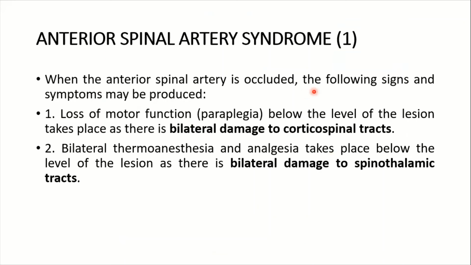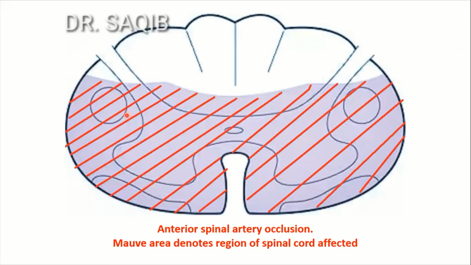When the anterior spinal artery is occluded, the following signs and symptoms may be produced. This whole spectrum is called anterior spinal artery syndrome, right? Occlusion of the anterior spinal artery. The signs and symptoms are loss of motor function, paraplegia below the level of the lesion, as there is bilateral damage to the corticospinal tracts. Where are the corticospinal tracts? Here, the lateral corticospinal tract, and here the anterior corticospinal tract.